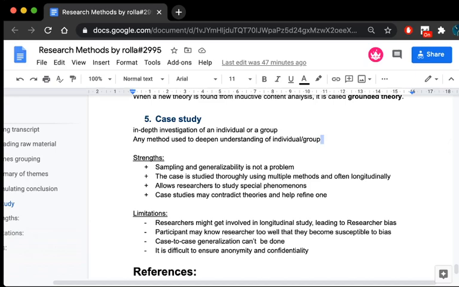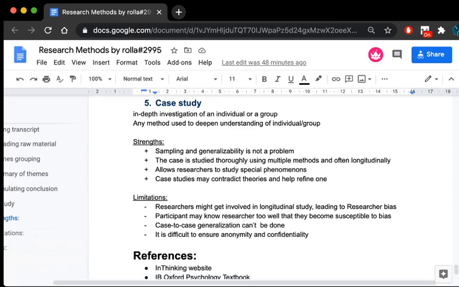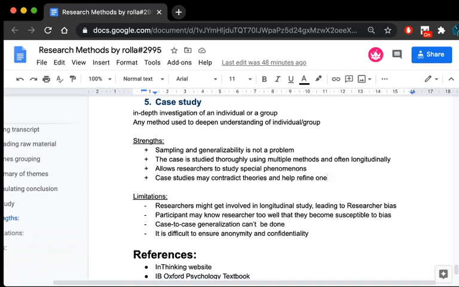The good side of using case study is that sampling and generalizability is not a problem, because they're no longer looking at samples, they're no longer looking at generalizability, they just want to go very deep into this special case. It's also usually done using multiple methods and often longitudinally. So they're going to use observations, interviews, experiments, all sorts of things as much as they could.